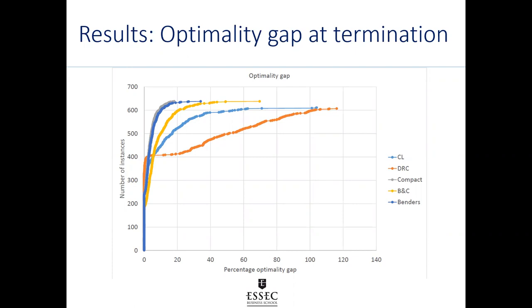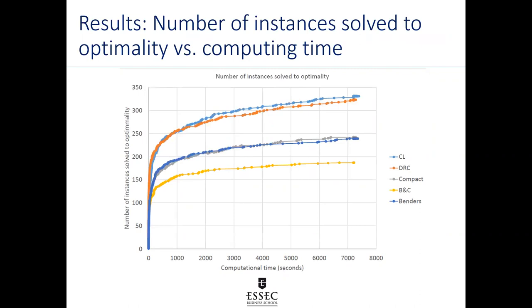However, this doesn't mean that we are doing better than them, because if we then check, instead of optimality gap, the number of instances solved to optimality, we are by far worse. So the higher the curve here, the better it is. And these three are our approaches, the two are the ones from the literature. So we solve many fewer instances than the ones of the literature.